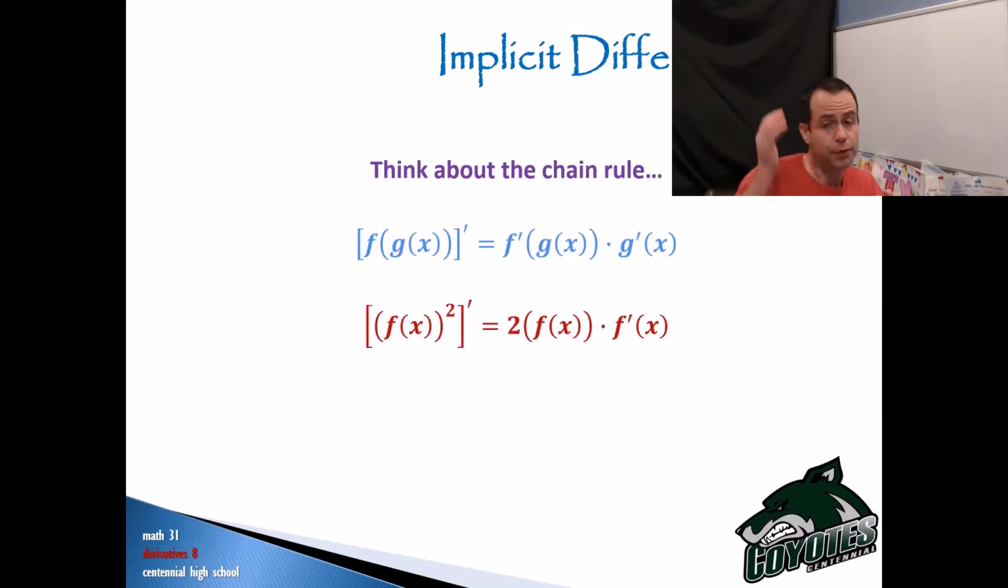So, for example, the derivative of f of x all squared would be 2 times f of x times the derivative of the inside function, so the derivative of f of x. It's the same thing here. Y squared ends up being 2 times y times the derivative of the inside function. Okay, really, we've been doing this all along.